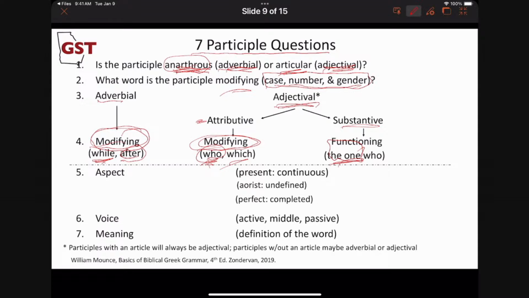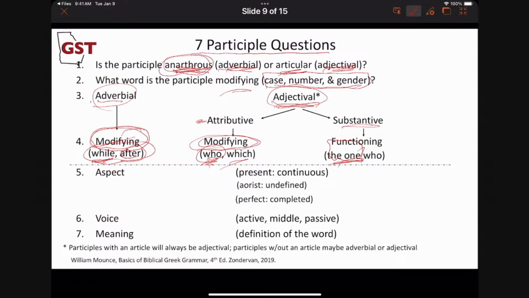So our third and fourth questions directly relate: adverbial, find the verb it's modifying, then figure out how it's modifying it, temporal, causal, whatever the case may be. We're going to look at that next. Or if it's not adverbial, it's adjectival. How do I know the difference?